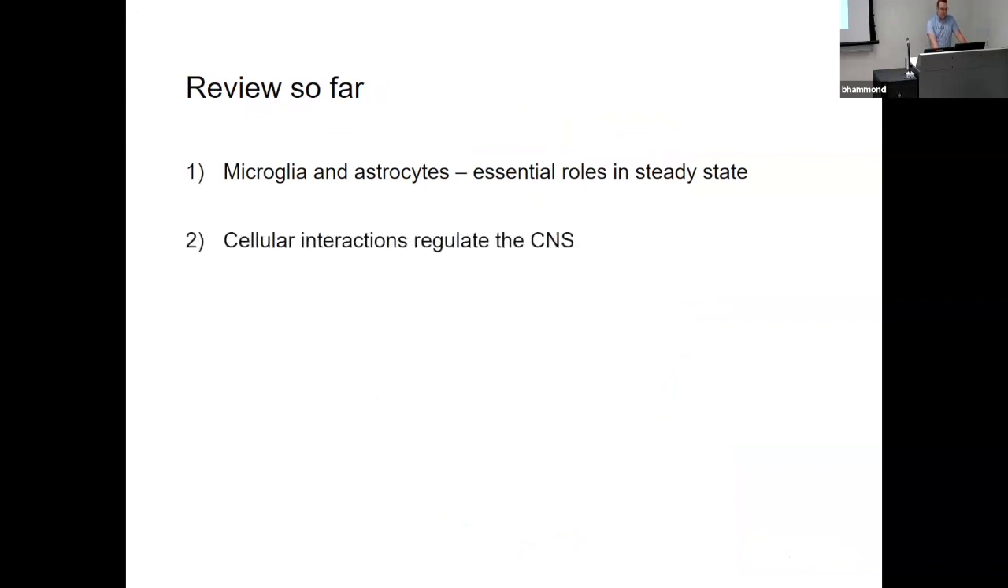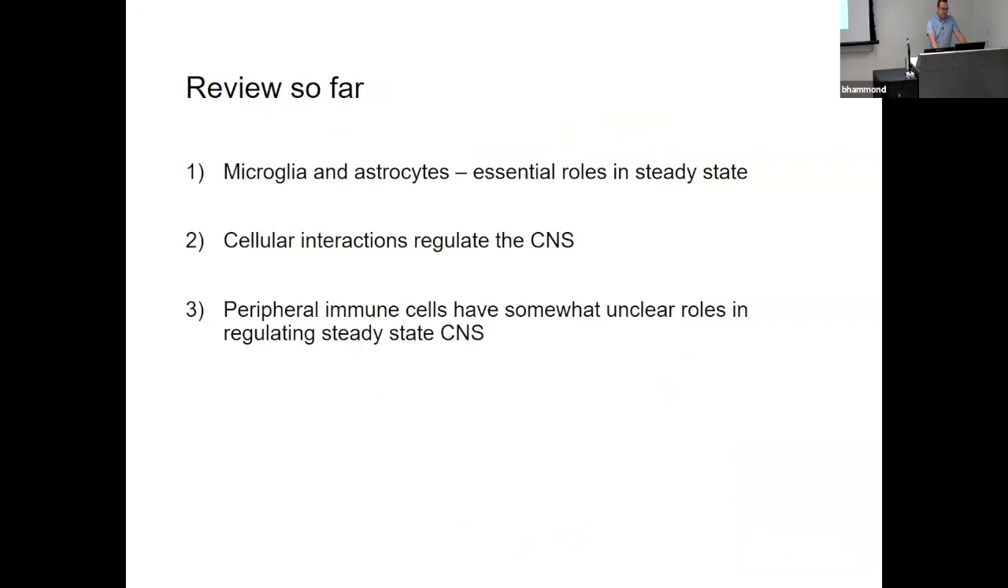So to this point, we've looked at a few different things, but just to review what we've touched on, we've looked at microglia and astrocytes and how they are essential in the steady state CNS, both in its establishment and its maintenance. We've looked at, very briefly, how cellular interactions can facilitate the maintenance of the CNS. And we've looked at, very briefly, how peripheral immune cells have somewhat unclear roles in regulating the steady state CNS. So this is all well and good.